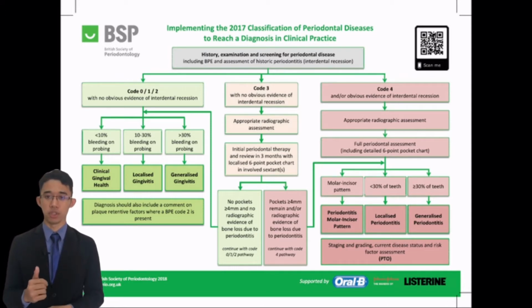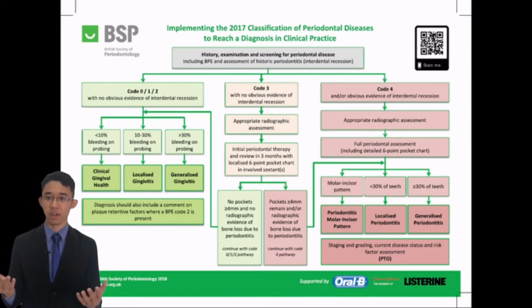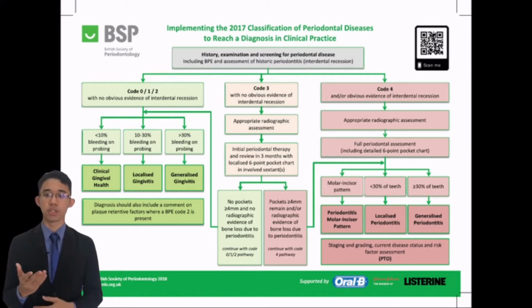For code 3, if it doesn't involve bone loss, it can go to the code 0 or 1 or 2 pathway. However, if it involves bone loss, it can go to the code 4 pathway. And the patient could be diagnosed as having periodontitis.